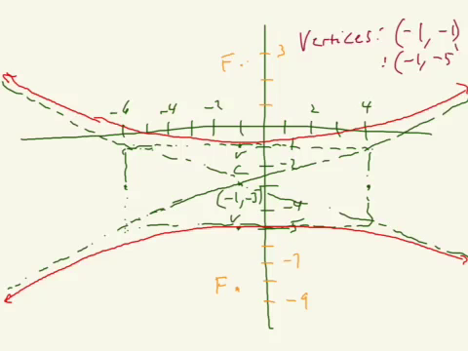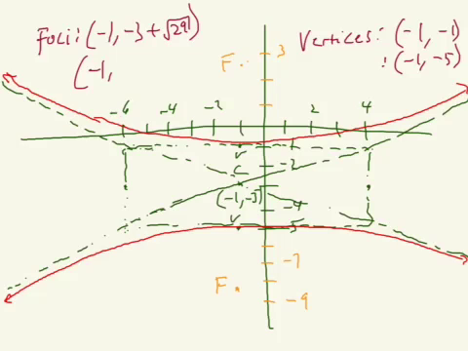And at negative 1, negative 5. You can kind of test it. Does that seem reasonable? Same x coordinate, y coordinates, 4 apart. Again, 4 is double A. That's good. Foci, we can squeeze in over here. Foci were at negative 1, negative 3, and then we added the square root of 29. And then we did negative 1, negative 3, and we subtracted the square root of 29. Those are the exact coordinates.